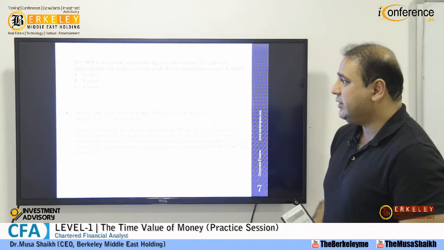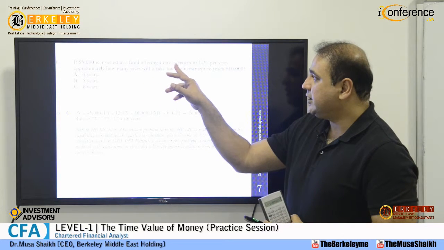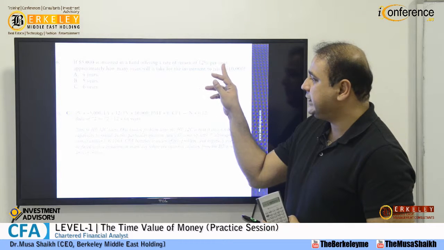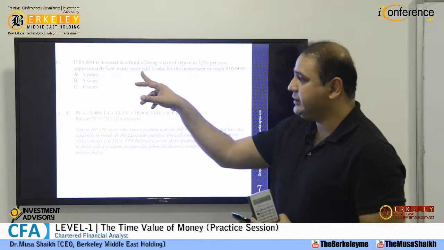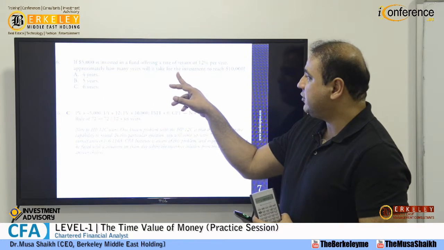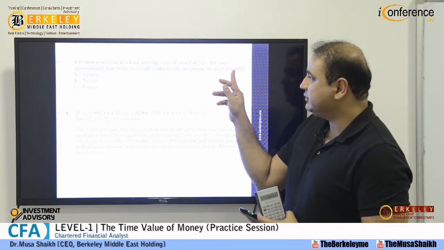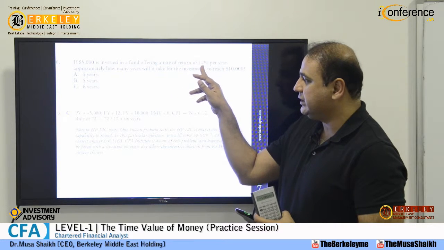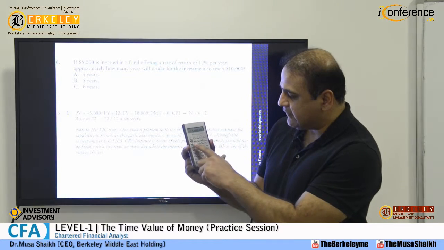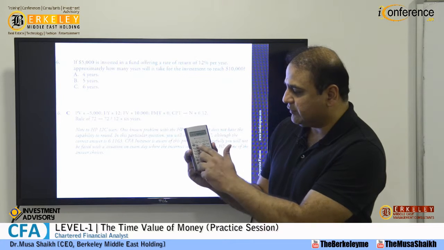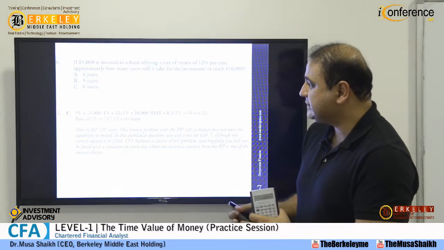Moving forward, we have another question. If 5,000 is invested in a fund offering a rate of return of 12% per year, so IY is 12%, approximately how many years will it take for the investment to reach 10,000? So 10,000 will be your future value, and the question is asking about the N, that is, what is the number of years. So in the timeline, you have N. Now we have to compute the N, but we are given IY, PV, PMT, and FV. I'll put it inside. So what is the scenario?